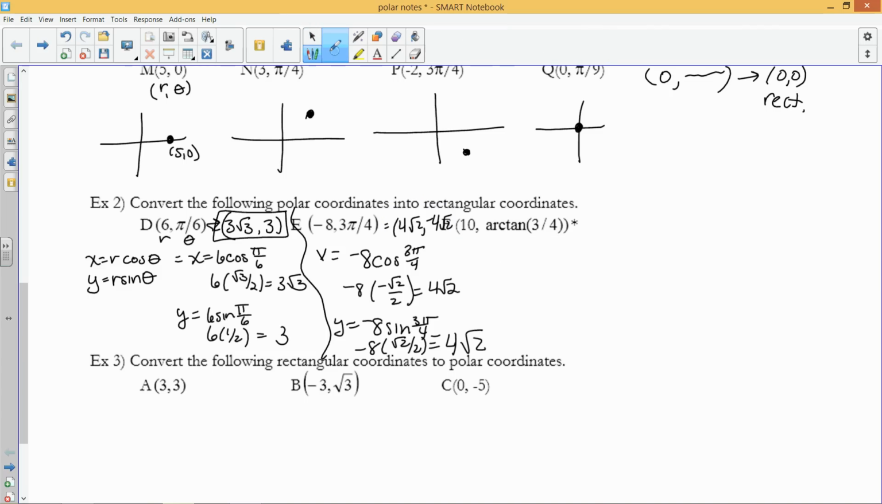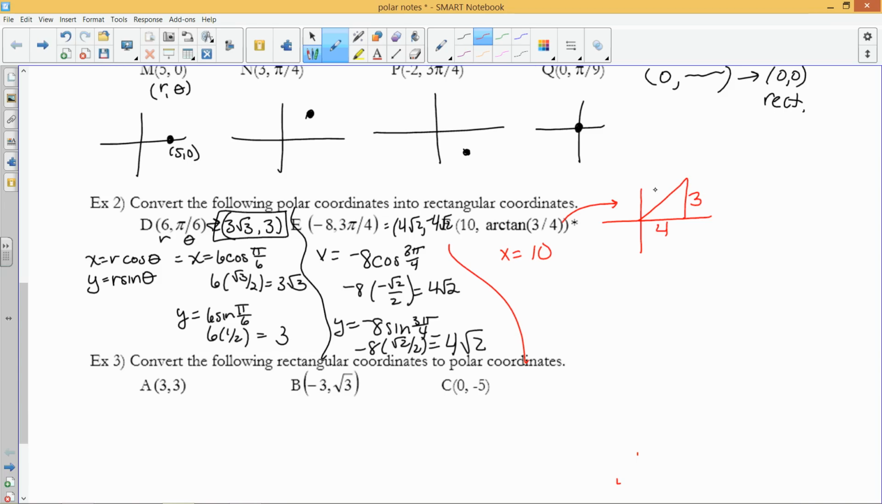And then last but not least is a really funky one over here. For this one, we have x equals 10 times, whoa, wait, arctan 3/4. I really don't want to write tan 10 cosine arctan. Ugh. So let's draw this over here. Arctan 3/4 would be a tangent of 3 over 4, which makes my hypotenuse 5. So 10 times the cosine of theta, this being theta, would be 10 times 4/5.